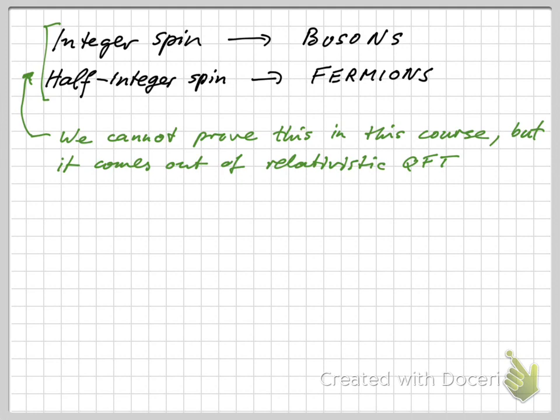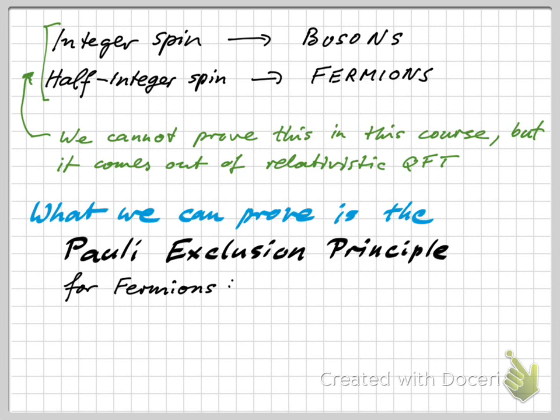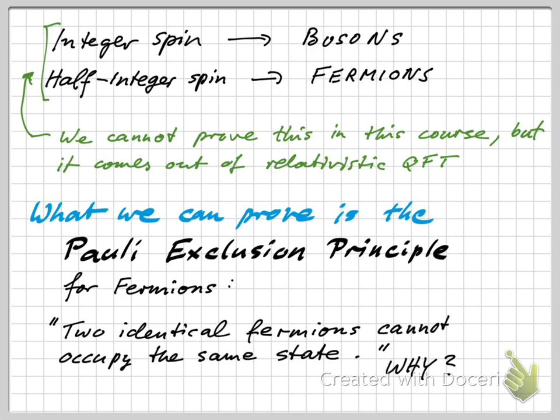We cannot prove this property or this association in this course, but it comes out of relativistic quantum field theory. So it's a graduate level topic, but what we can prove is the Pauli exclusion principle for fermions. So this only works with fermions, for the following reason. Well, first, what is the Pauli exclusion principle? We say that two identical fermions cannot occupy the same quantum state.